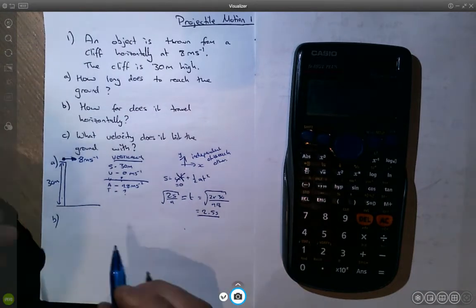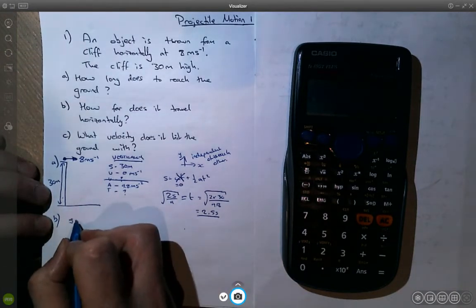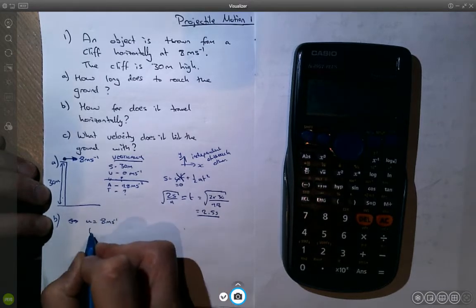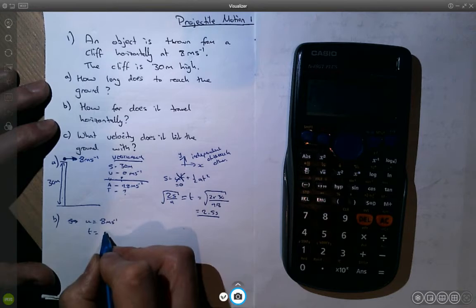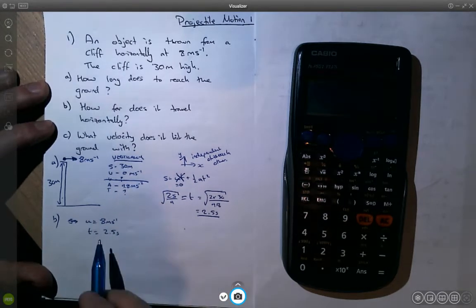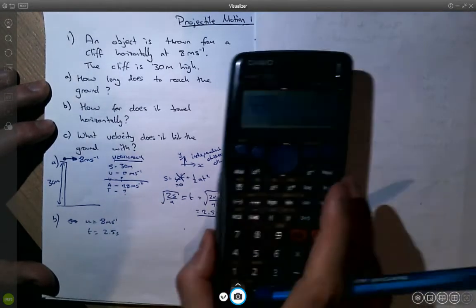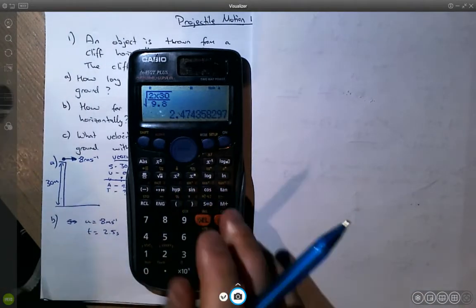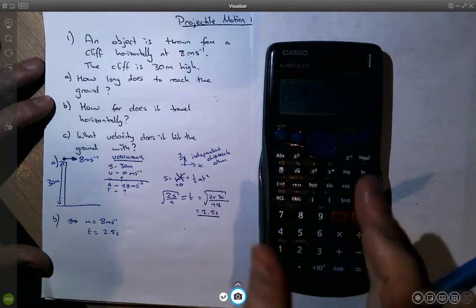In part B, how far does it travel horizontally? So now, what do we know? We know the speed horizontally is 8 meters per second. We know the time that it's falling for is 2.5 seconds. Now, you could use the unrounded version in your calculation. That would obviously be fine, but I'm going to use the rounded version.